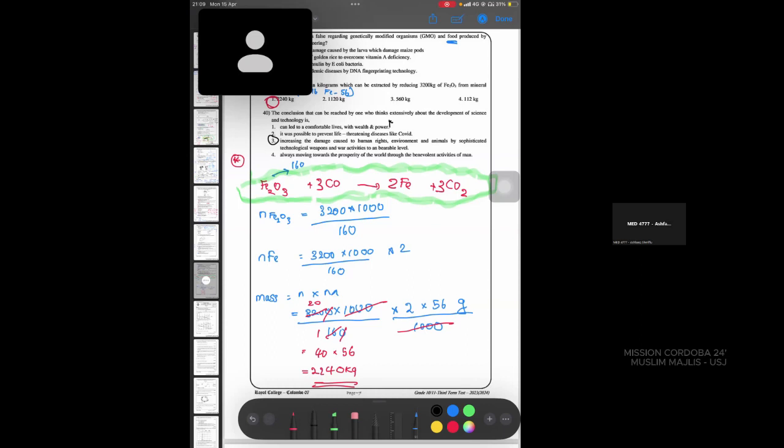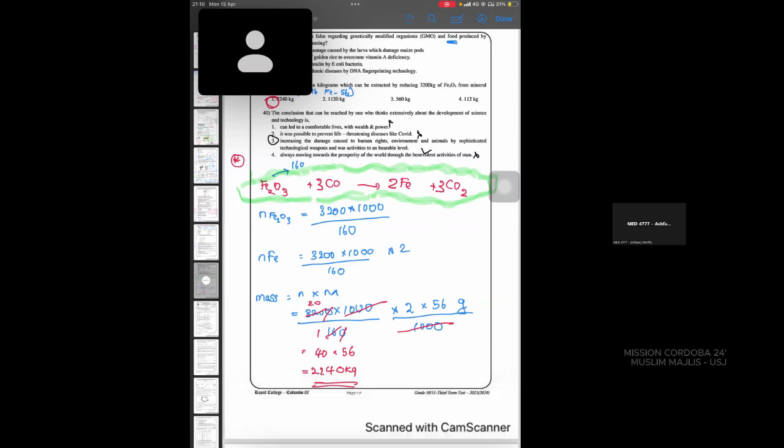So therefore it's wrong. Increase the damage caused to human rights, environment and animals by sophisticated technological weapons and war activities to a bearable level. That is true, because there's a lot of damage to human rights, damage to environment and animals. Always moving towards prosperity of the world to benevolent activities of men. Wars. Is it always? What if someone starts a war? It is towards the prosperity. No, it's not towards prosperity. Okay. Right.